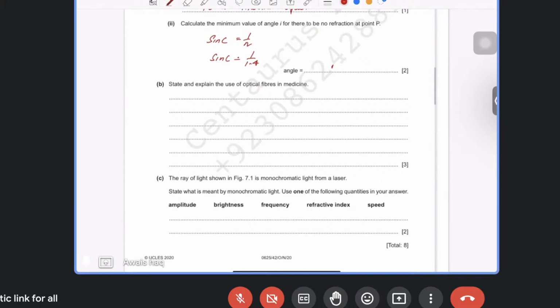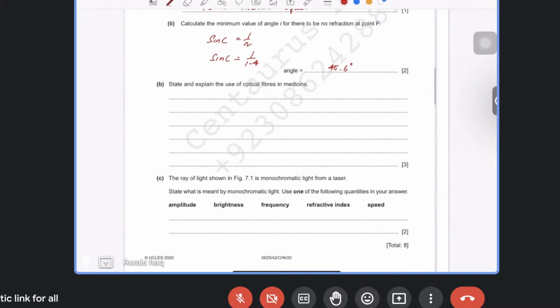45.6. Okay, so that would be the minimum value where it would not refract nor reflect inside, it would just go parallel to that. And then this is the question I wanted to target, right? In this question it says state and explain the use of optical fiber in medicine. And this question would come a lot of times. Okay, so one by one I'm gonna help you write it down, and then you can learn what are the points that we need to figure out.